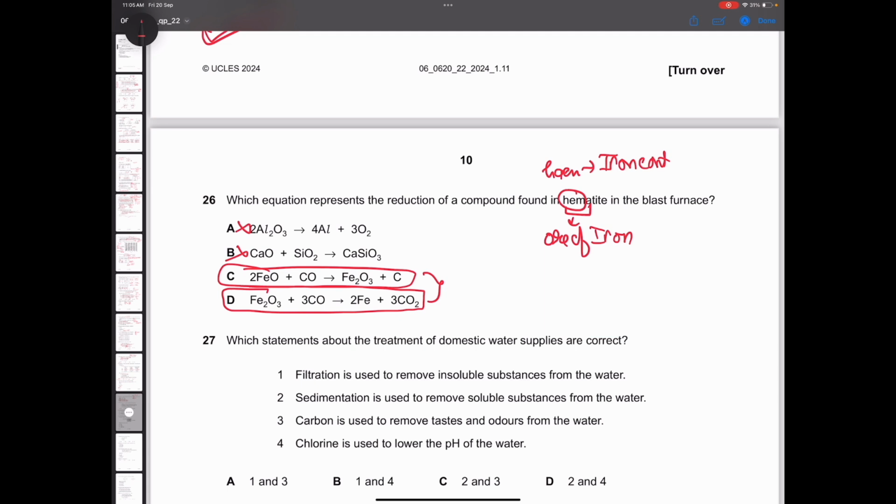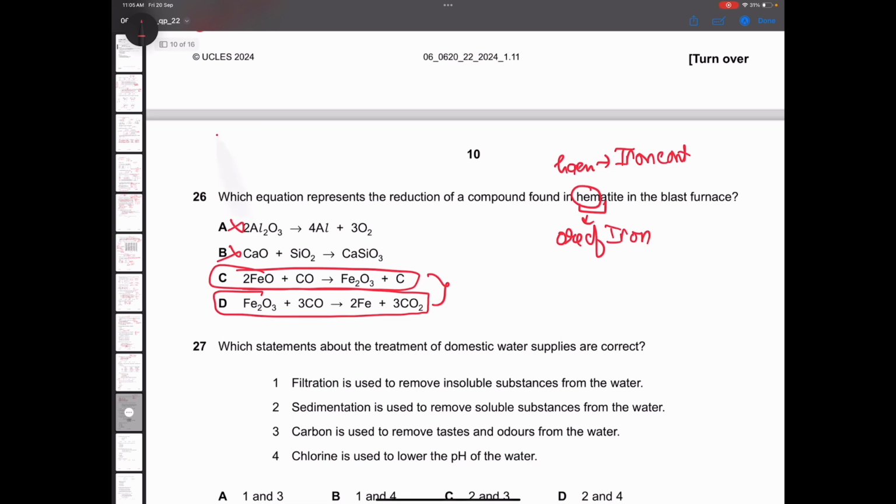Reduction is taking place where? Reduction is loss of oxygen. You know that oxidation is gain of oxygen and reduction is loss of oxygen. Now, FeO is getting converted to Fe2O3. So this is oxidation. Fe2O3 is getting converted to Fe. This is reduction. Option D is correct.